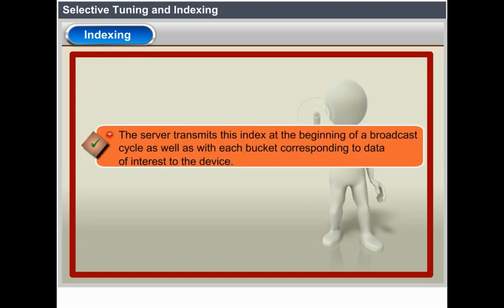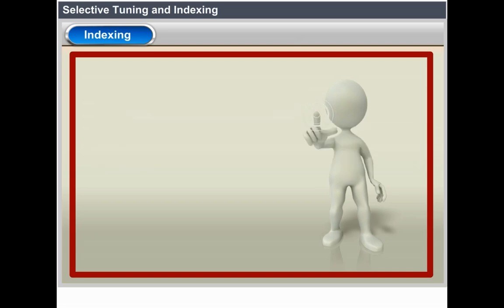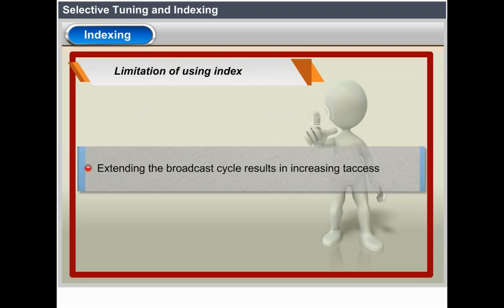The server transmits this index at the beginning of a broadcast cycle as well as with each bucket corresponding to data of interest to the device. Disadvantage of using index: it extends the broadcast cycle and hence increases T-access.